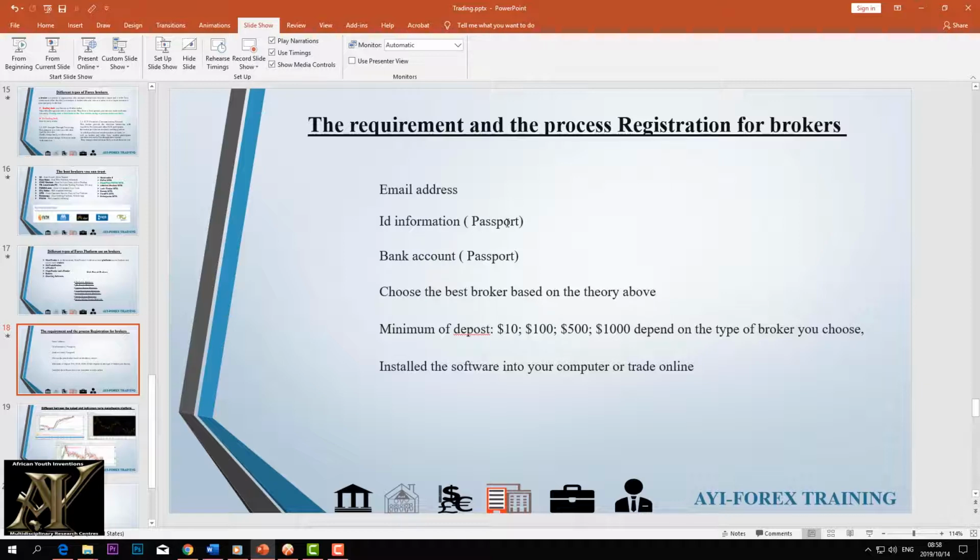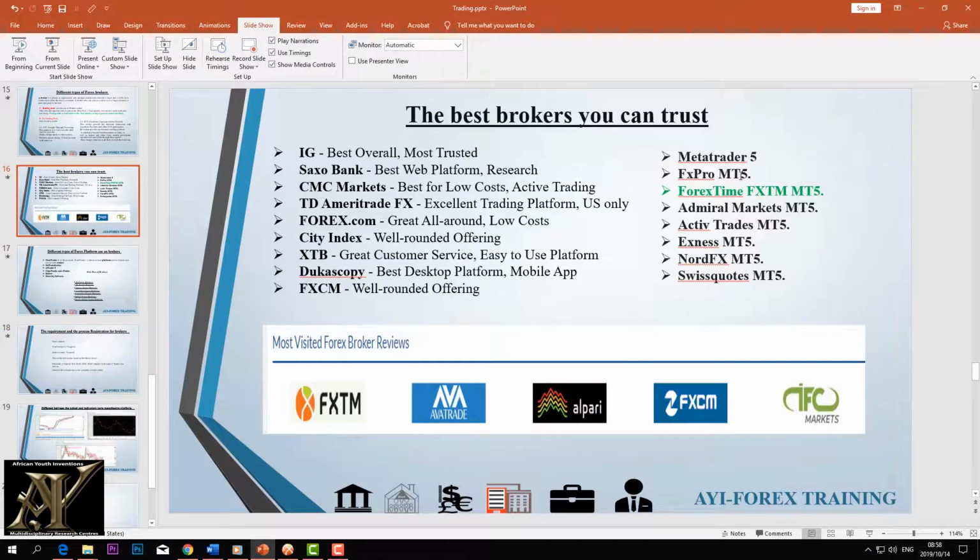your ID information or passport. You will need your passport or the ID of your country to register. You also need to have a bank account. You need to choose the best broker based on the theory explained above, depending on whether it's $10, $100, $500, or $1,000, depending on the type of broker you choose. You can Google them and read the information about them.